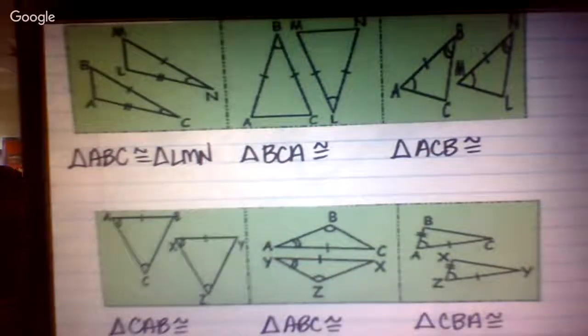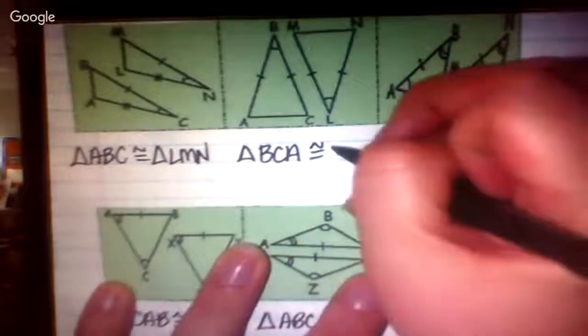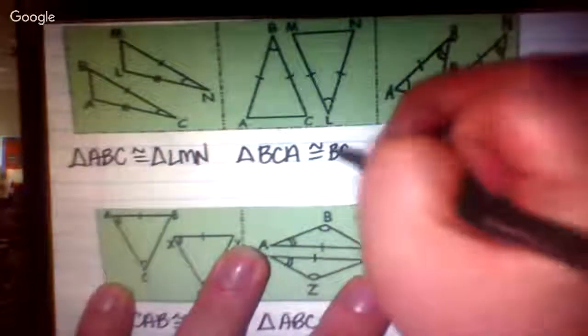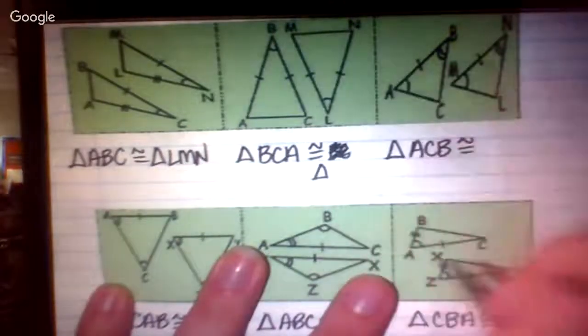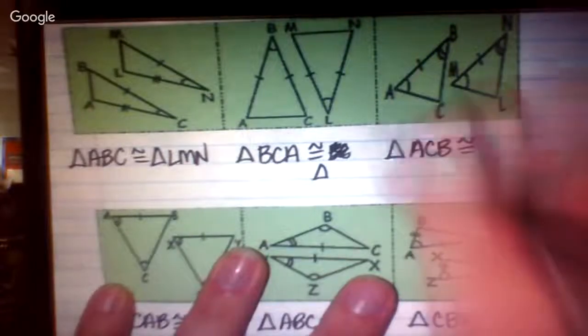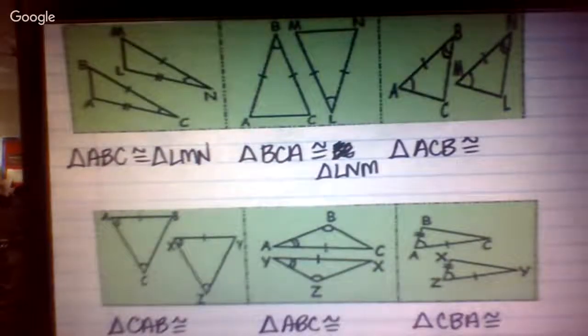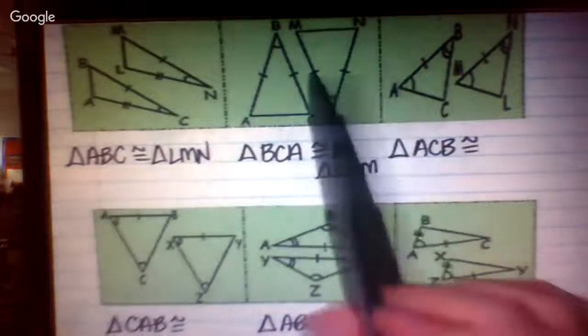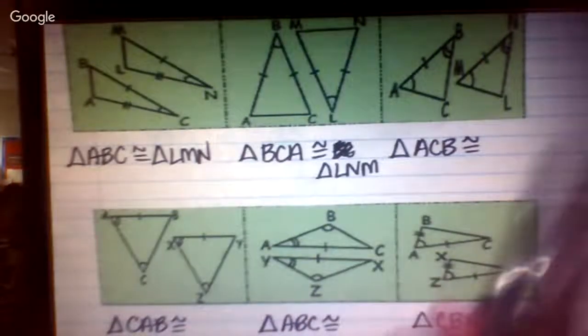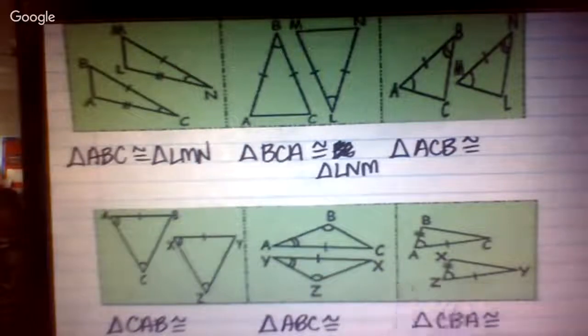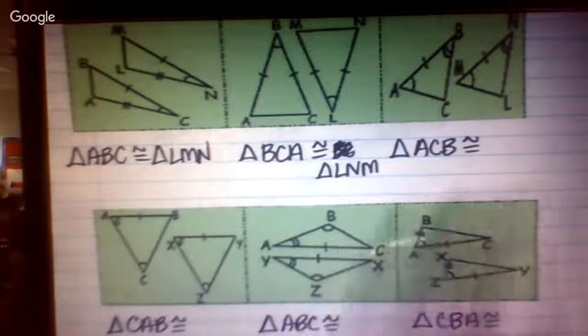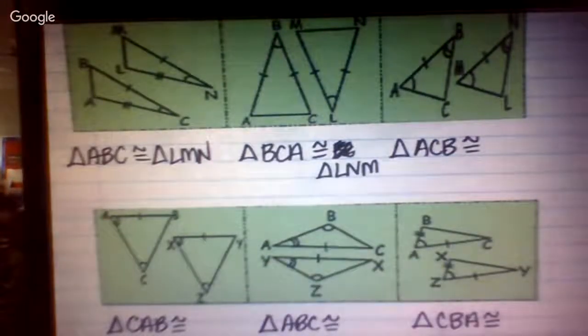Christian, you're lucky number 2. So triangle BCA. Triangle BCA is congruent to triangle... What? Okay. Yeah. So you could have, listen, notice that this is an isosceles triangle. So this one could have been LNM or LMN. Both work. The only thing you have to be cautious of is B and L have to be in the same spot. Okay?